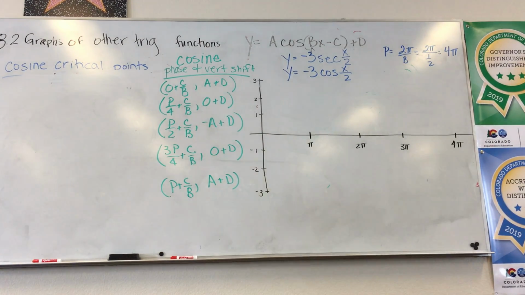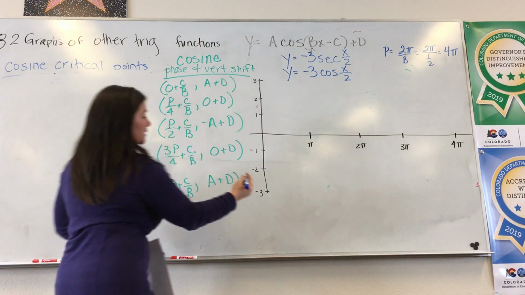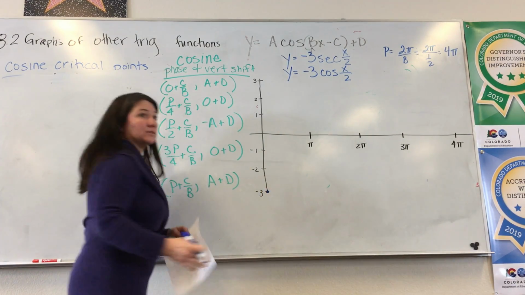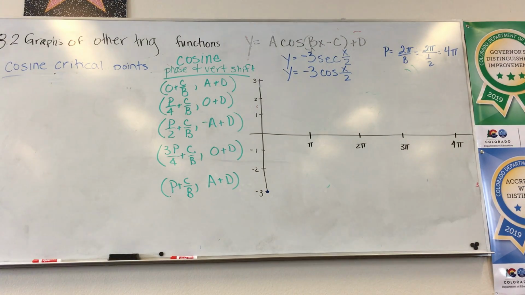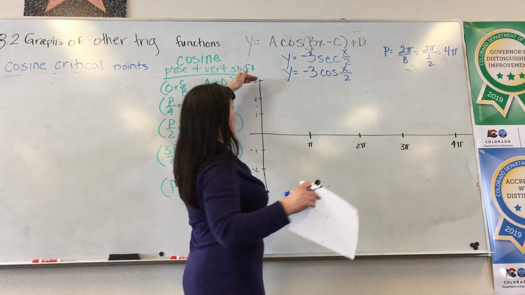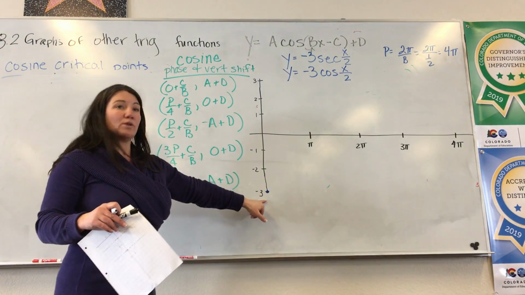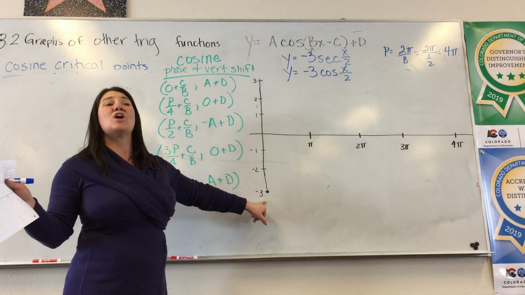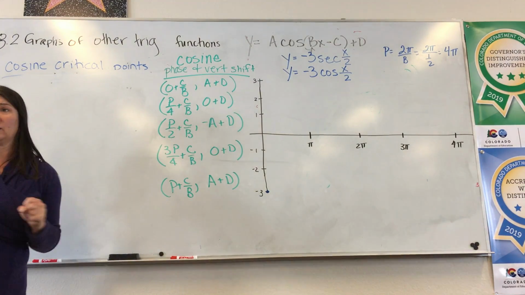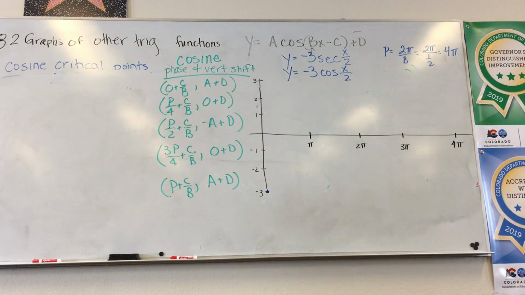All right. So my first point, I don't have a phase shift or a vertical shift, so it's just 0, a. So it's 0, negative 3. Notice that that's opposite of where the cosine usually is. The cosine usually starts up here and goes like this. But because we had a negative a value, it's reflected over the x-axis, which we don't even need to know if we use the critical points.